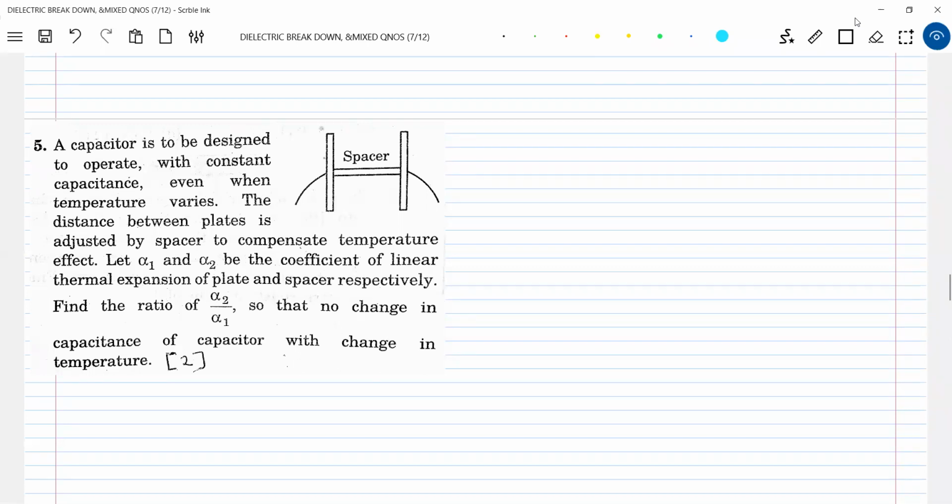So this diagram is actually like this. This is the plate. Try to work out some more mixed concept problems also. These are the leads. They have shown some curve like this. Don't get confused. This is that spacer.